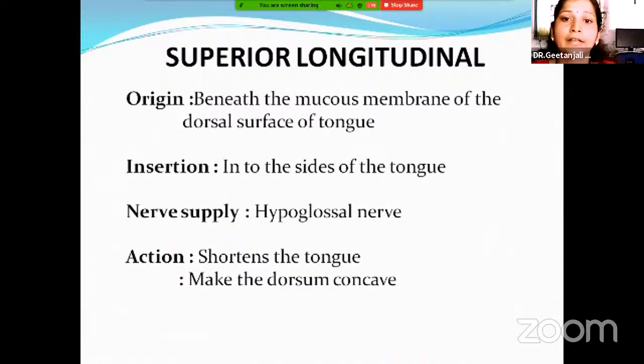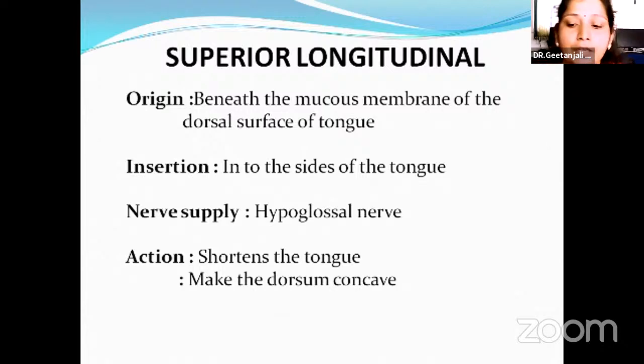Now see here, origin and insertion, action and nerve supply of superior longitudinal muscle. Superior longitudinal muscle origin beneath the mucous membrane of the dorsal surface of the tongue and insertion into the sides of the tongue. Nerve supply by hypoglossal nerve and action, it shortens the tongue and makes the dorsum concave.